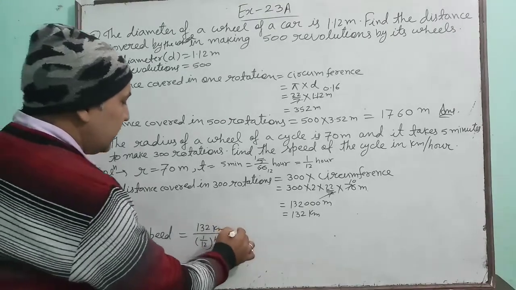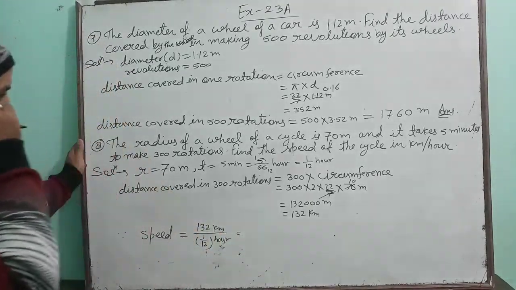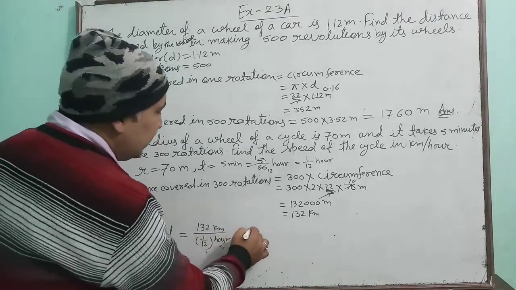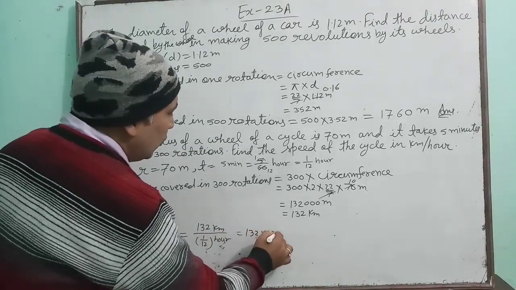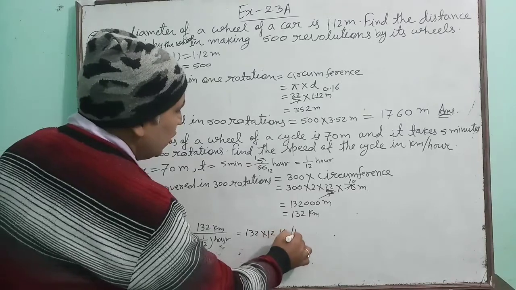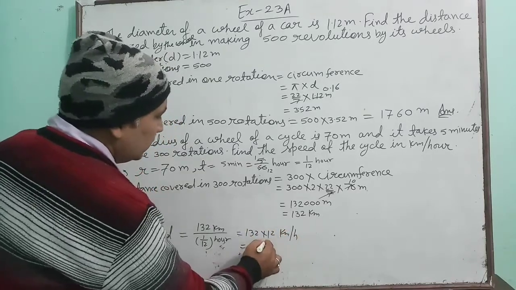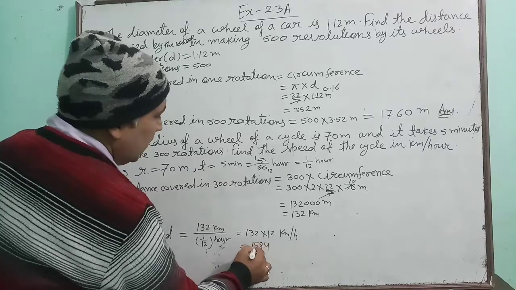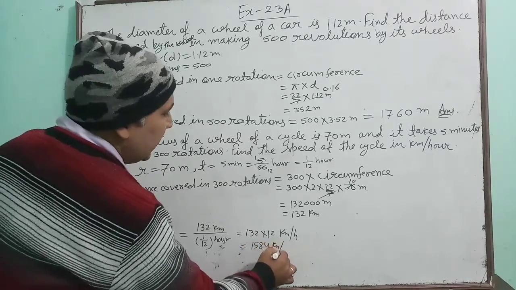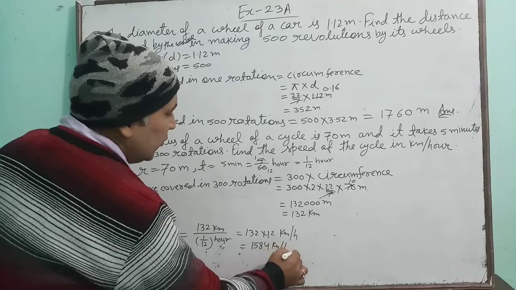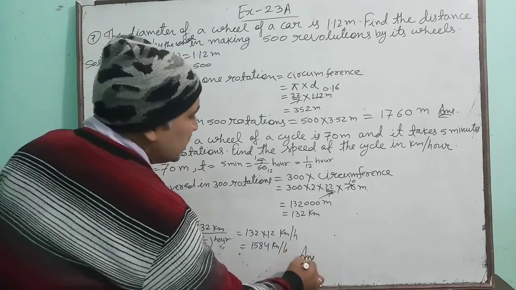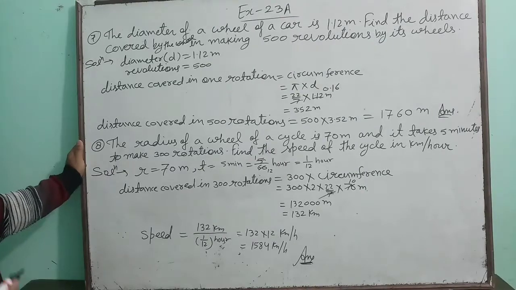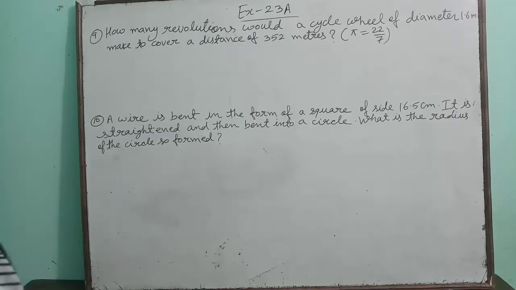This 12 will be multiplied with 132. The answer is 1584 kilometer per hour. This is the speed of the wheel of the cycle. Okay. Now note down these questions.